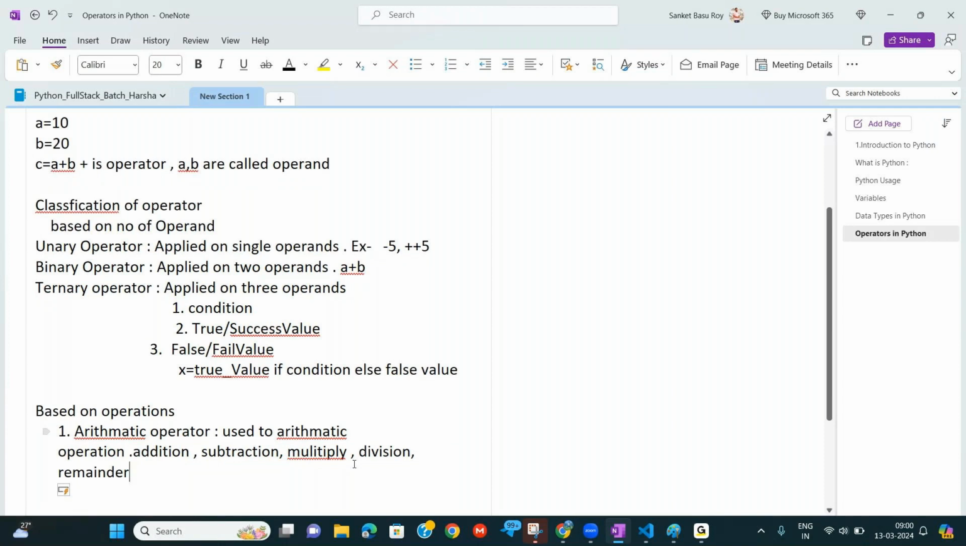For addition we have to use the plus operator. For subtraction I need to use the minus operator. For multiplication I need to use the asterisk. For division I need to use the slash operator. But one more thing is the modulus operation, or remainder operation. For that I have to use the percentage sign.